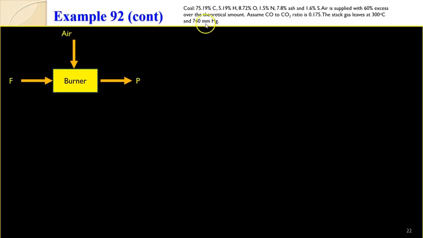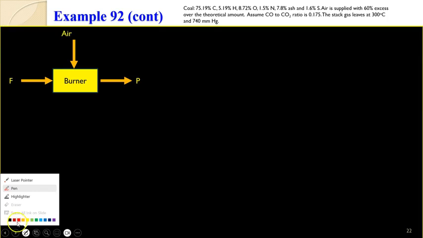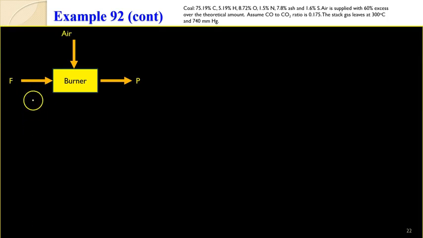So we're given here the one on top. I just placed them here. I also drew already the process flow diagram. So let's just label the process flow diagram. For this one, it says that fuel is coal, and it's comprised of carbon, hydrogen, oxygen, nitrogen, ash, and sulfur.